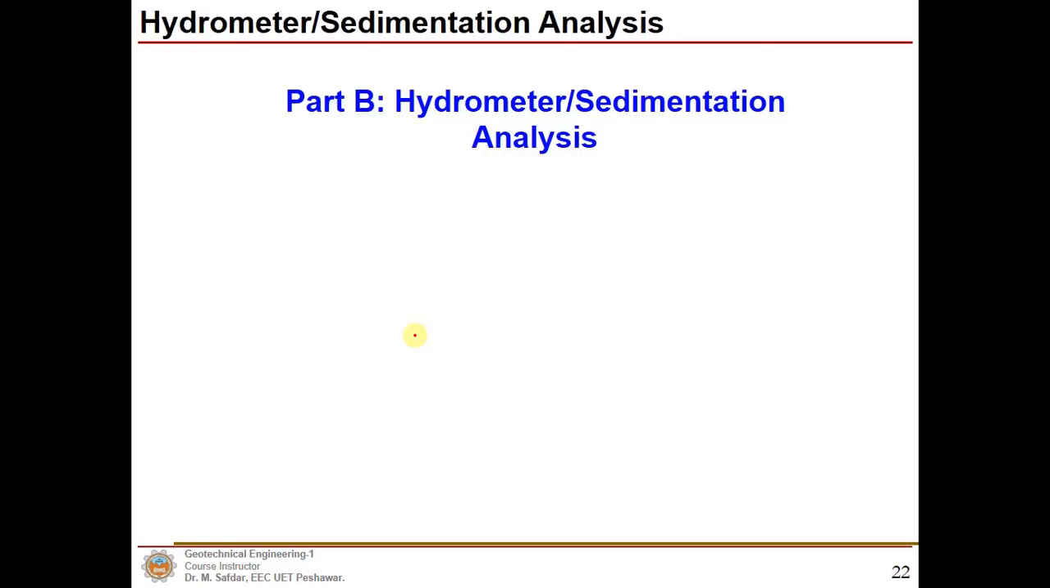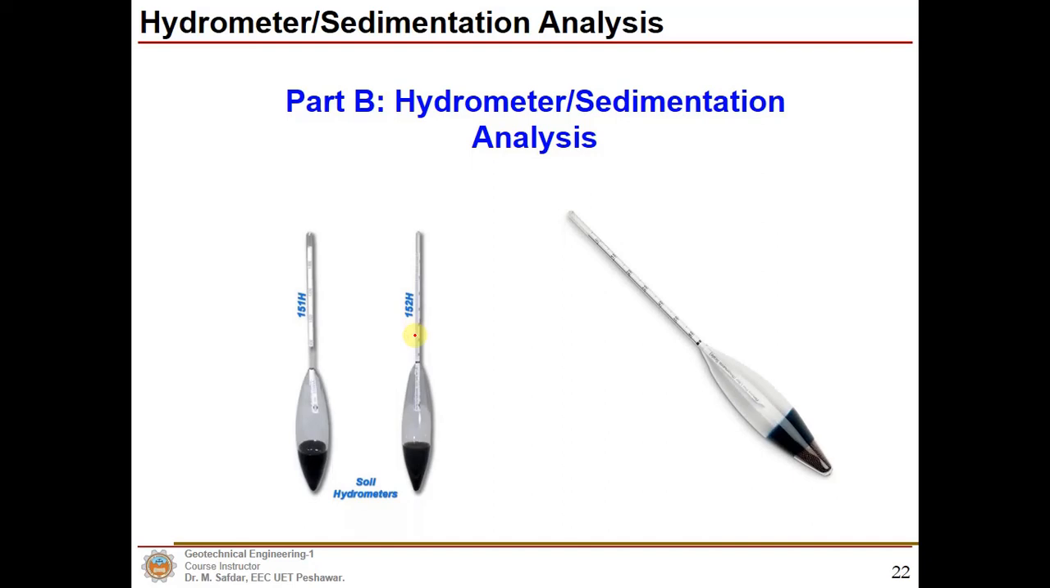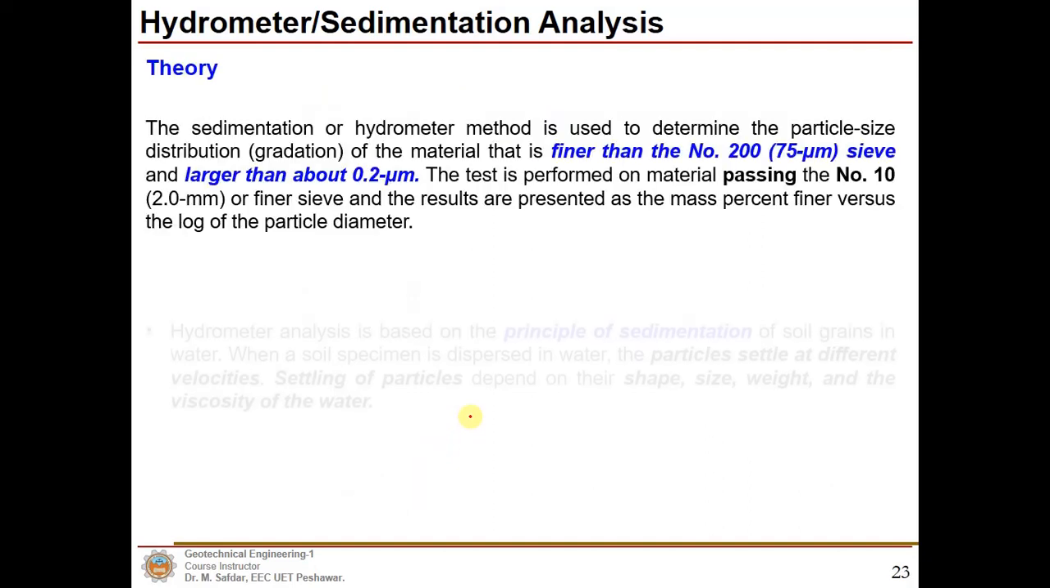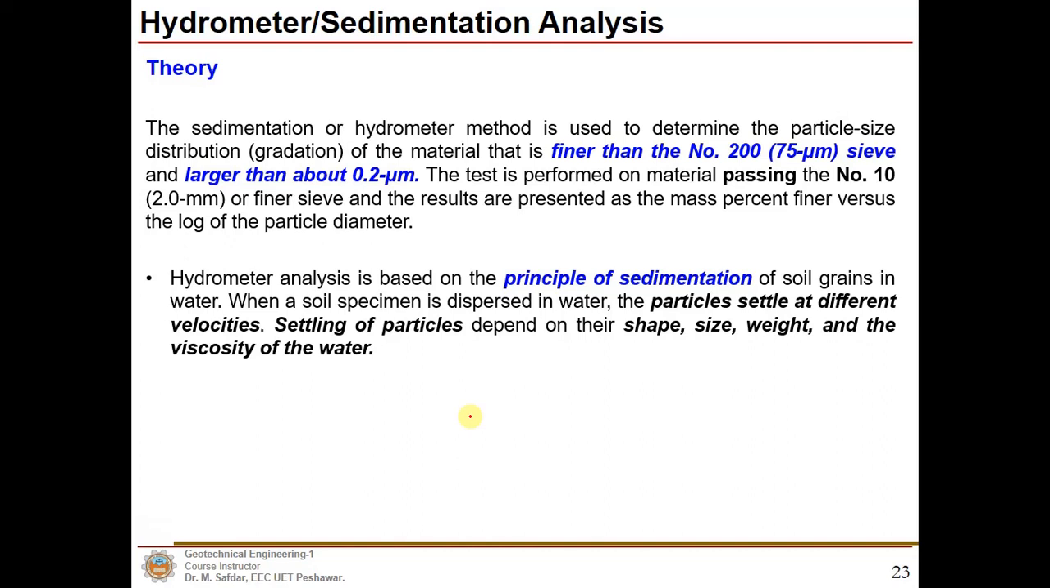Now that was for coarser soil. What if we are getting more finer particles passing number 200 sieve? So hydrometers are used, hydrometer analysis or sedimentation analysis is performed. 151H and 152H are two different types of hydrometers which are used. The sedimentation or hydrometer method is used to determine the particle size distribution or the gradation of the material that is finer than number 200 or 75 micrometer sieve and larger than 0.02 micrometer.